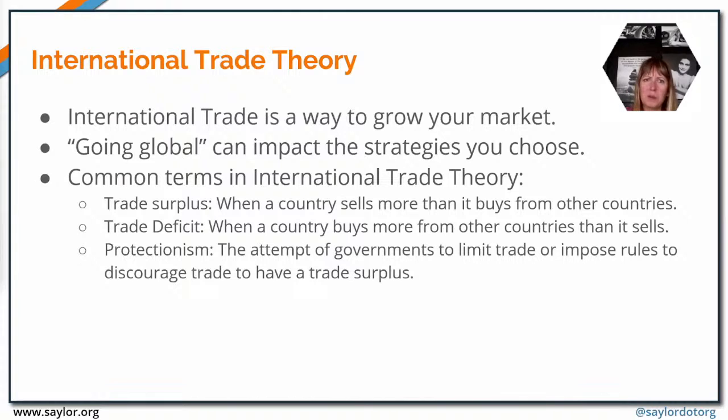So there are a lot of examples here of protectionism, like tariffs and taxes that are paid on goods that are imported. And by doing this, they're really trying to discourage trade. Their main goal there is to try to obtain a trade surplus because it tends to be better for the country as a whole.